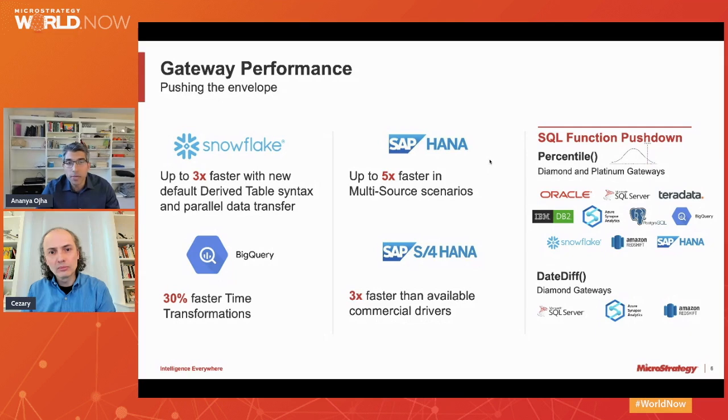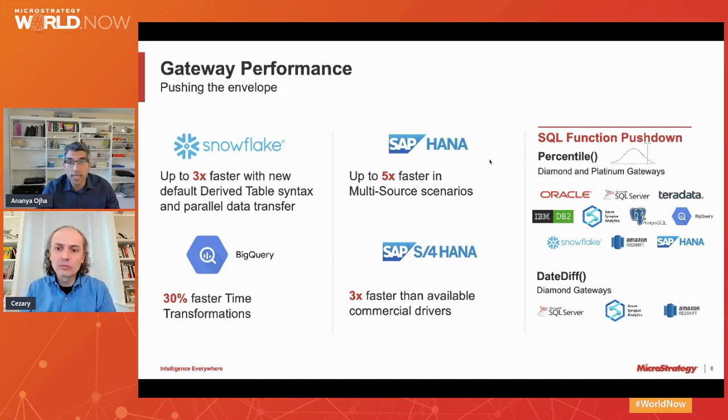In MicroStrategy 2021, we enhanced our SAP HANA gateway to deliver 5 times faster multi-sourcing reporting. We also delivered a new out-of-the-box native SAP S/4HANA driver that is 3 times faster than any commercial driver available on the market. We have continued our focus on all Diamond and Platinum gateways, and we have ensured that the date diff function is now being pushed down to all Diamond gateways.